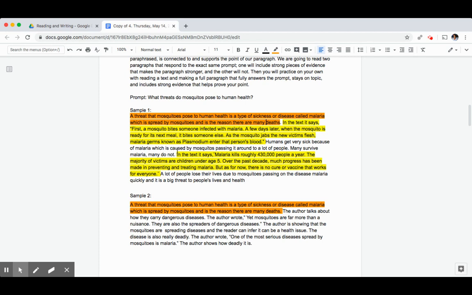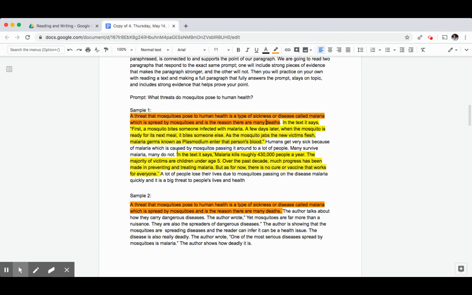I went ahead and highlighted the assertion in orange and the evidence in yellow so that as we are having a conversation, we can refer back to it. So hold on to what you just said about sample 1 and let's read through sample 2.